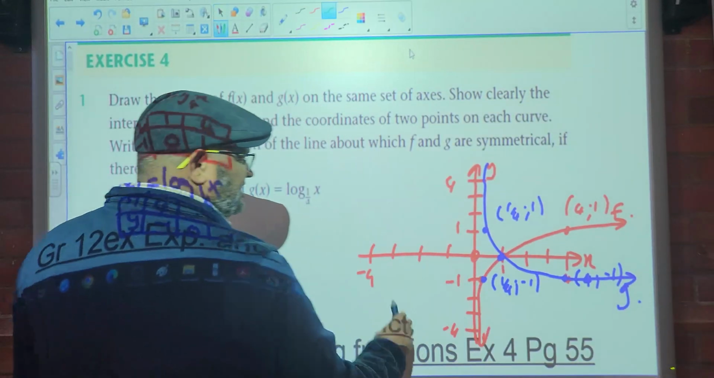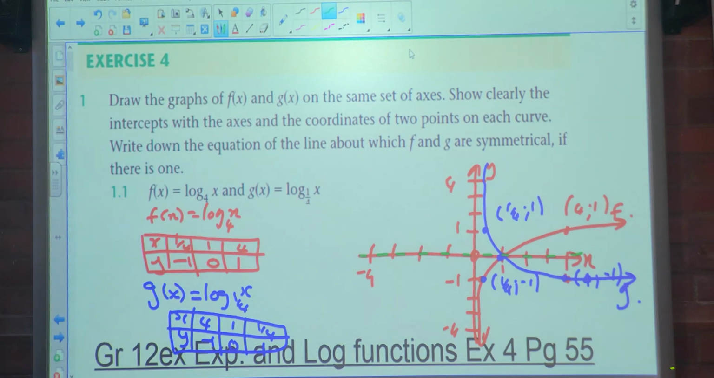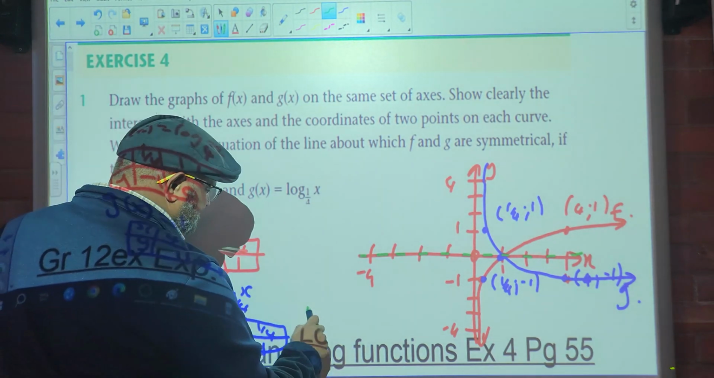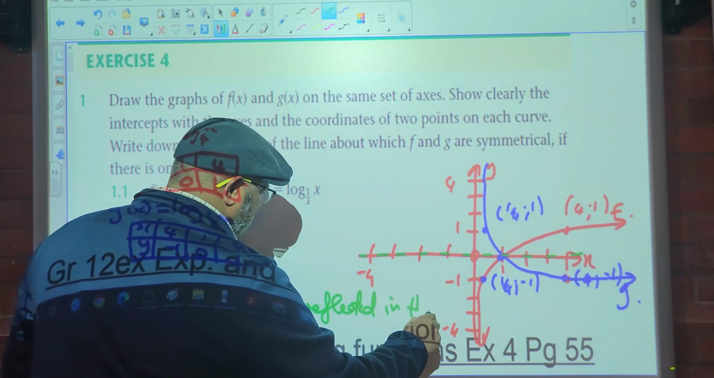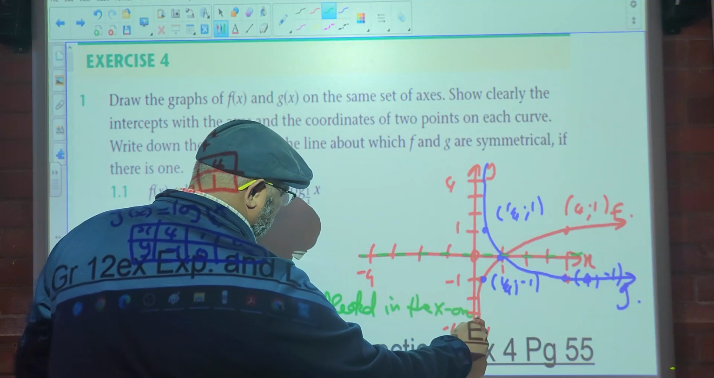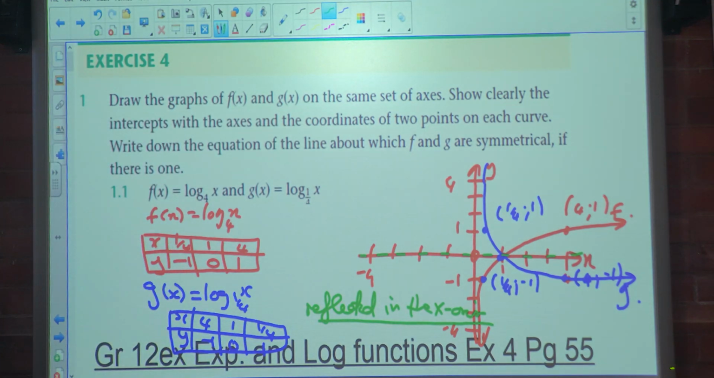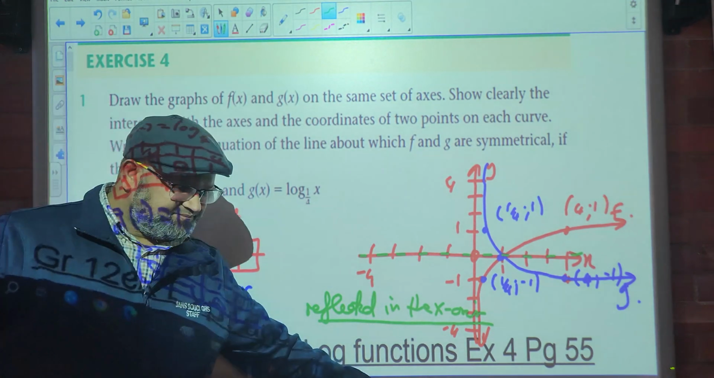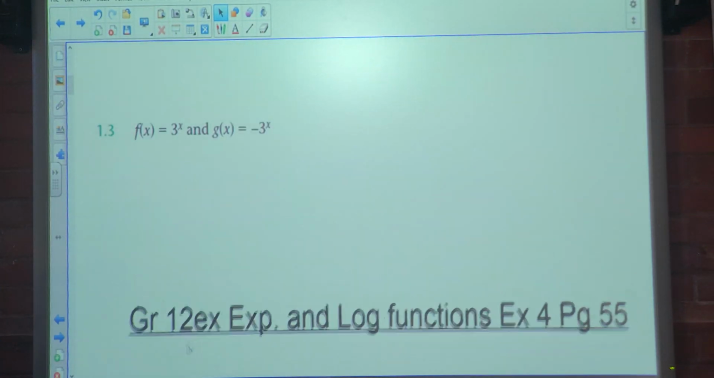But what do we notice here? That is your line of symmetry there. Can you see that, people? So in other words, this is reflected in the x-axis. Very simple, no? Let's go with number 3. As we see, we're just doing the odd numbers.